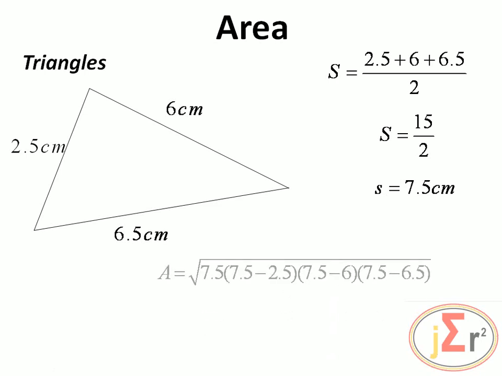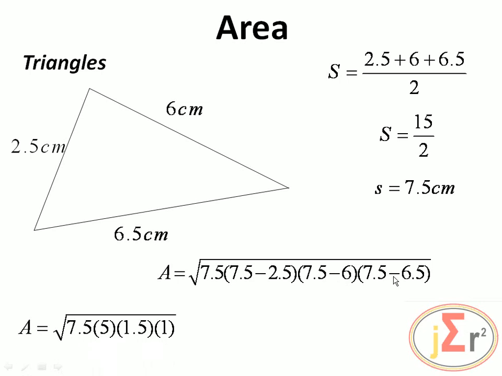So we have that 7.5 minus 2.5, 7.5 minus 6, 7.5 minus 6.5. No problem. S is 7.5, found by adding all of the sides and dividing the result by 2. Then we put that value 7.5 right there, and then in the brackets 7.5 minus one side, 7.5 minus the second side, and 7.5 minus the third side.